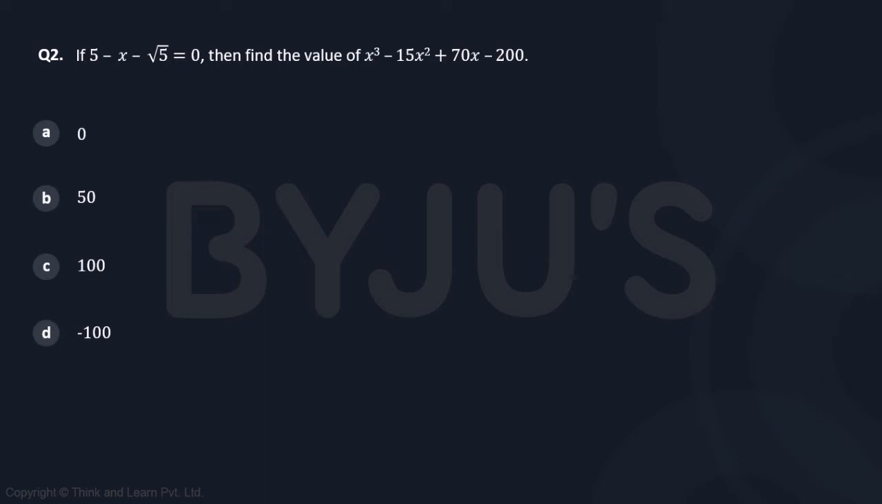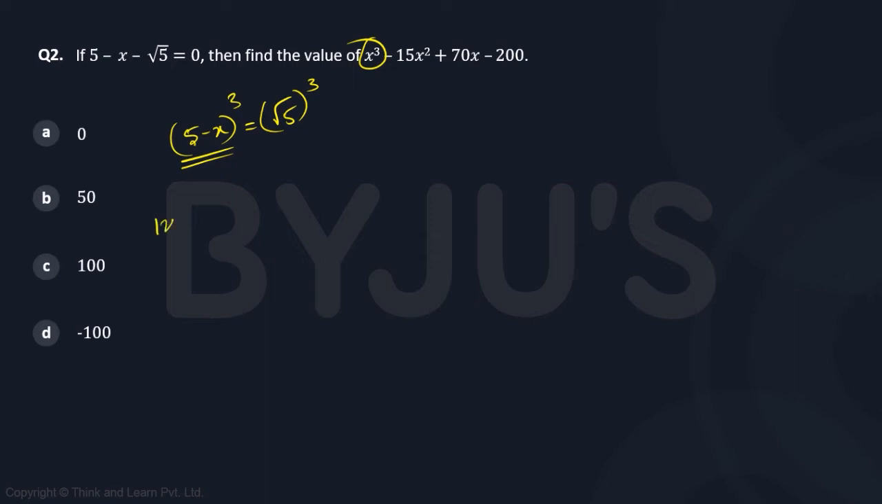The idea for this kind of question is you write 5 minus x on one side and take root 5 to the other side. Now cube them on both sides. Now why are you cubing them? Because you need an x cube. So when you cube them on both sides, this becomes a minus b the whole cube.